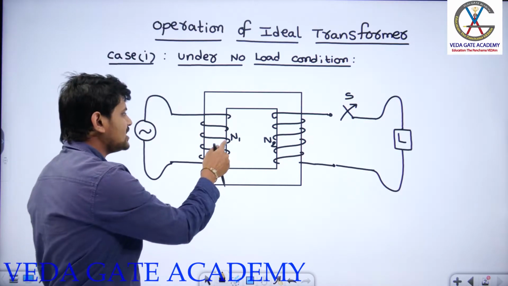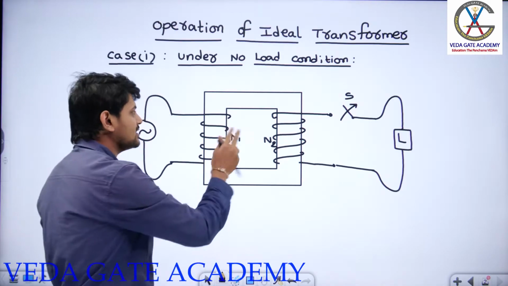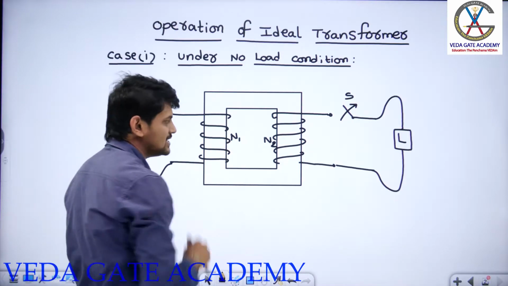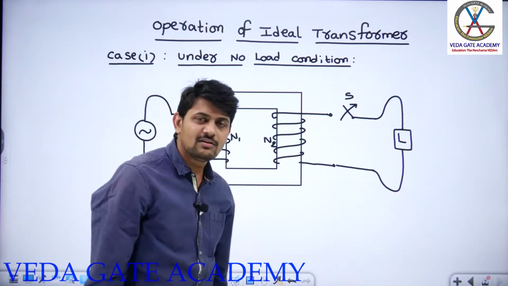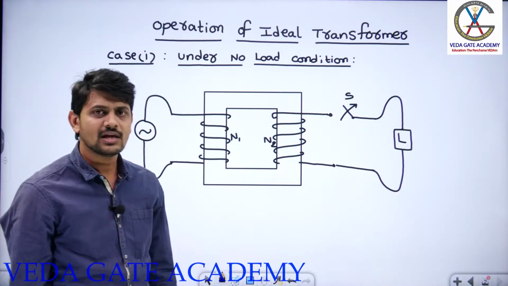Suppose, after designing the transformer, N1 is less than N2. Then in that case, my primary winding will act as an LV winding and the secondary winding will act as an HV winding. This is a simple terminology.